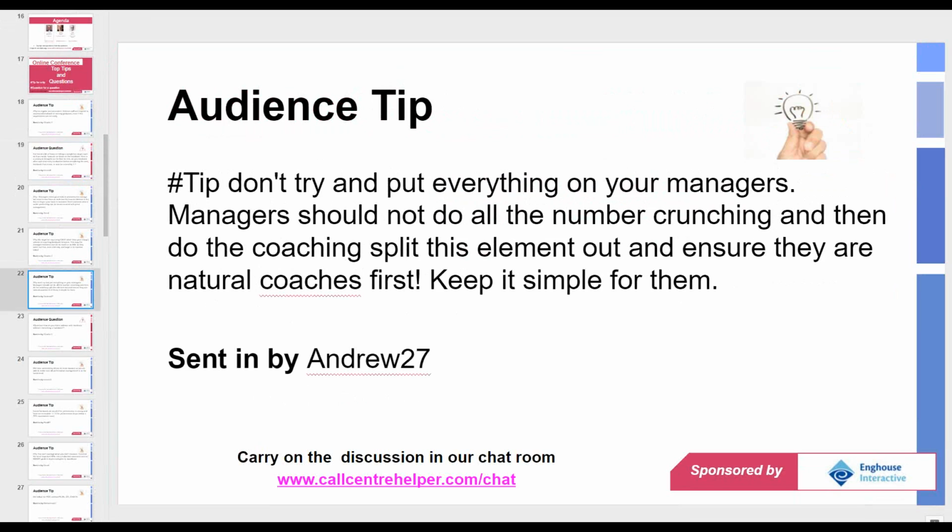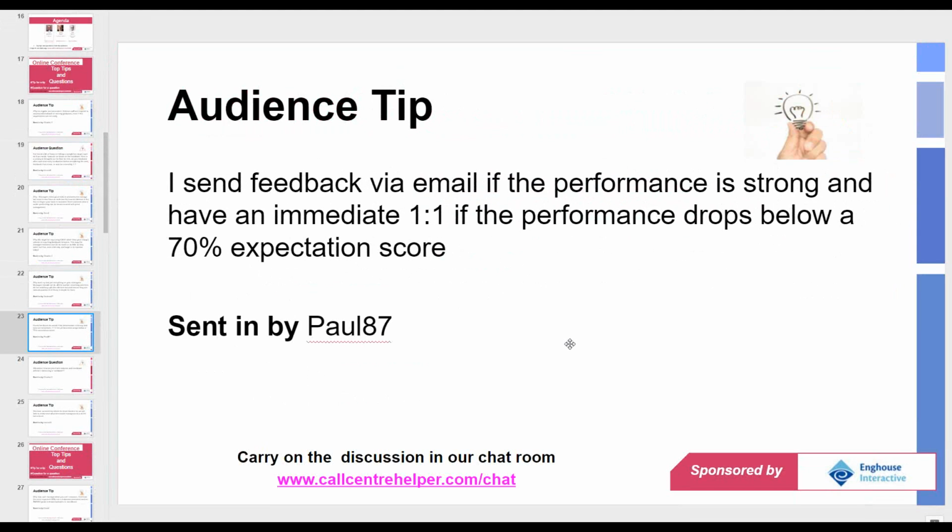Indeed. Well, let's have a look. Paul says, I send feedback via email if the performance is strong and have an immediate one-to-one if the performance drops below a 70% expectation score. That's interesting.